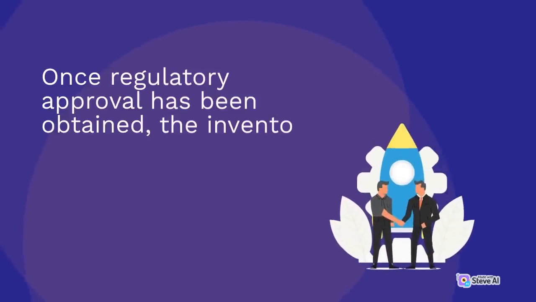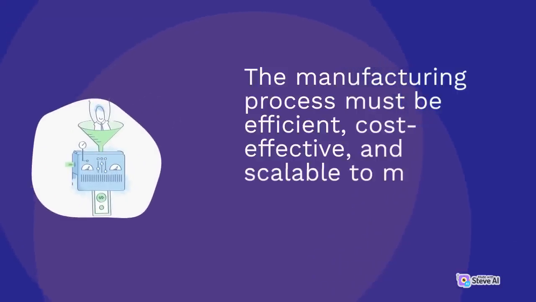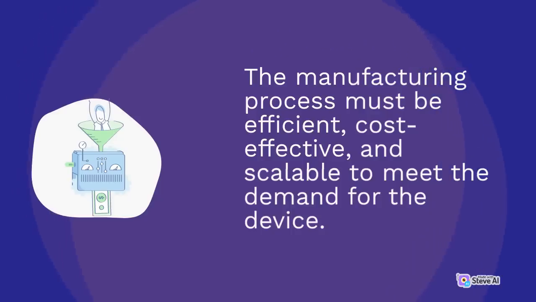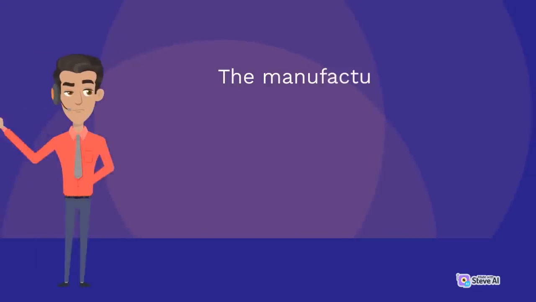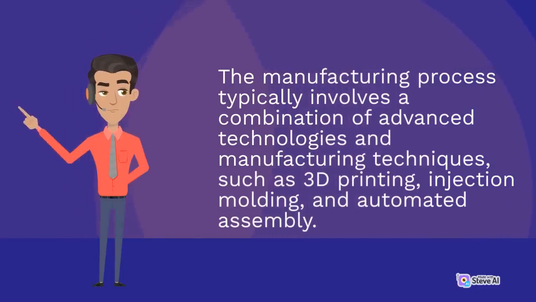Once regulatory approval has been obtained, the inventor must then develop a manufacturing process for the device. The manufacturing process must be efficient, cost-effective, and scalable to meet the demand for the device. The manufacturing process typically involves a combination of advanced technologies and manufacturing techniques, such as 3D printing, injection molding, and automated assembly.